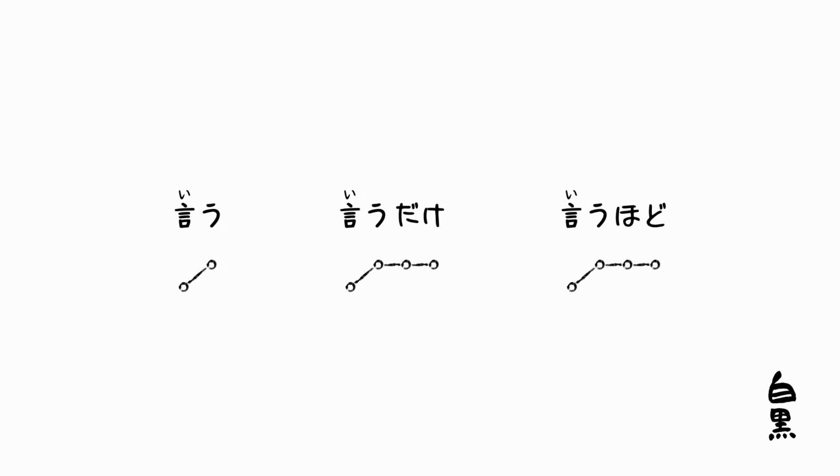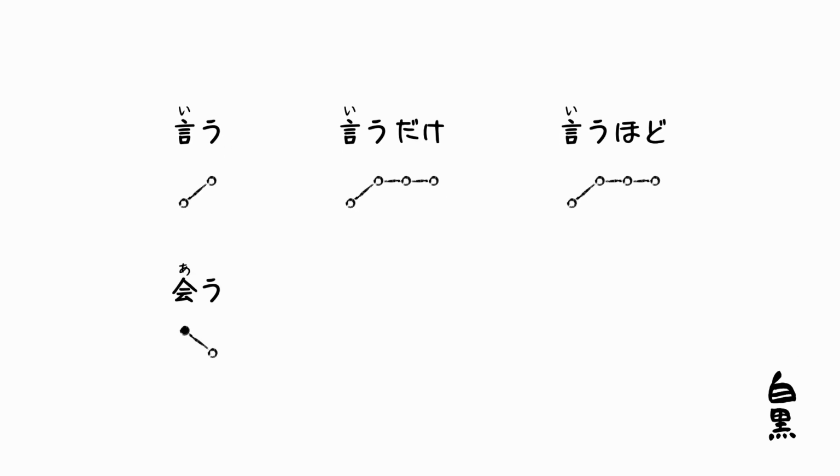For these 2 nucleus-less ones, it's very simple. Since they are the follower type, they simply follow the pitch where the preceding verb ends. For example, iu is a nucleus-less verb that ends on a high pitch. So both mores of these 2 dependent words are pronounced high. Iu dake, iu hodo. Au is a nucleus-bearing verb that ends on a low pitch. So both mores of these 2 are pronounced low. Au dake, au hodo.